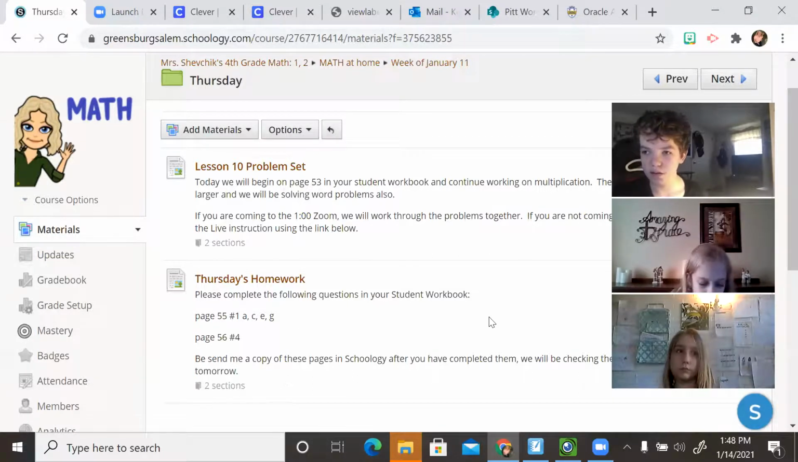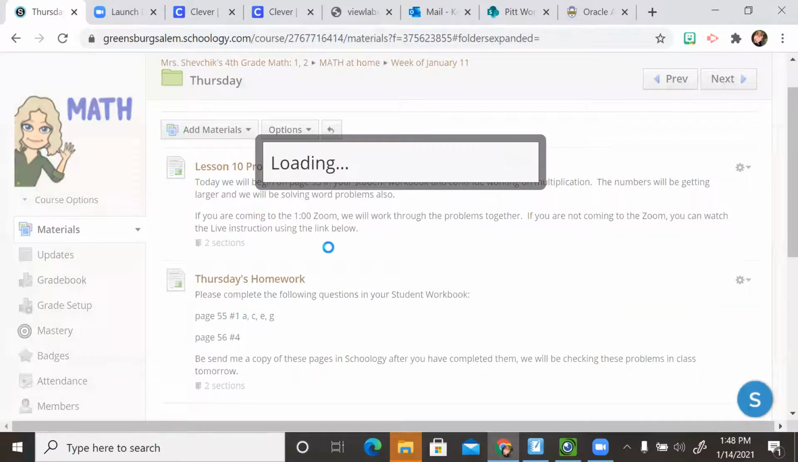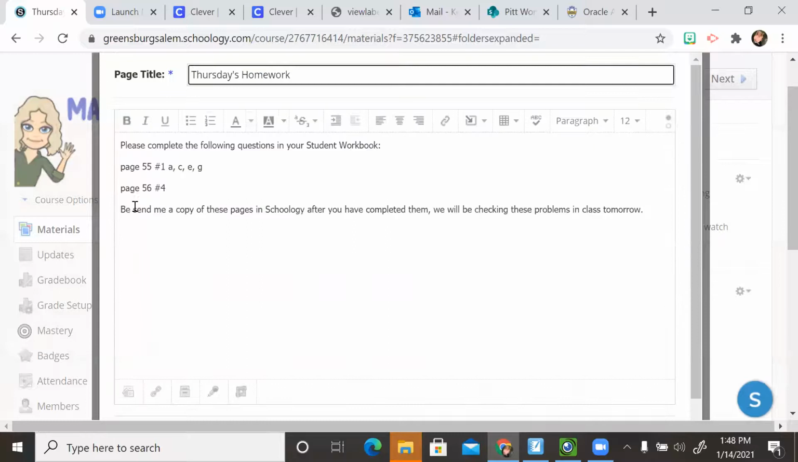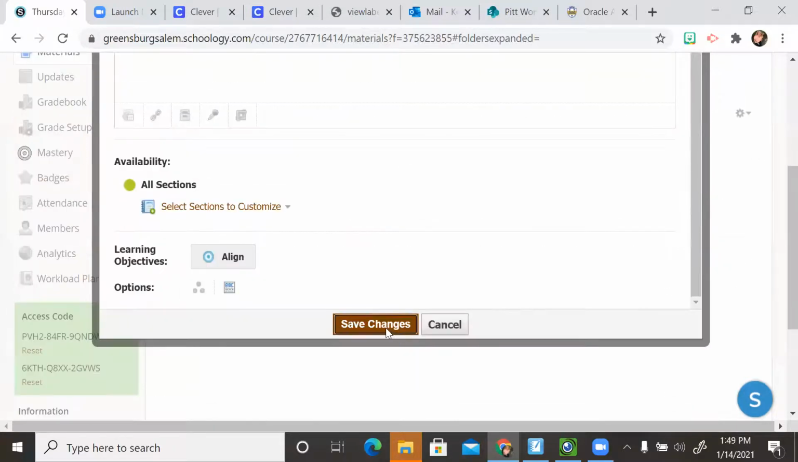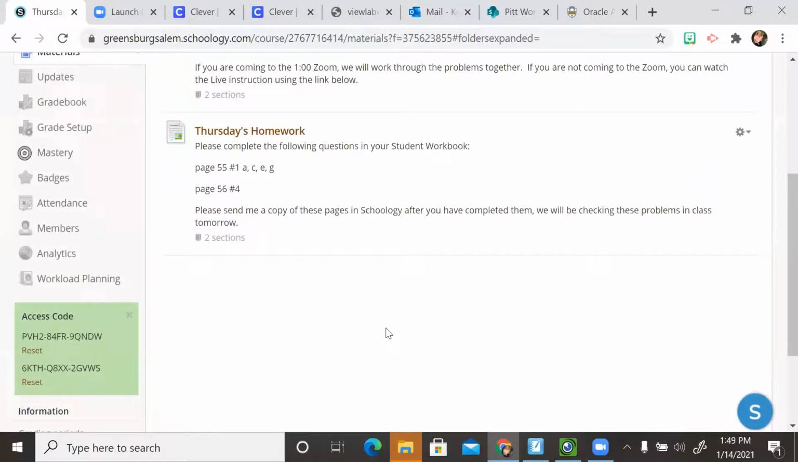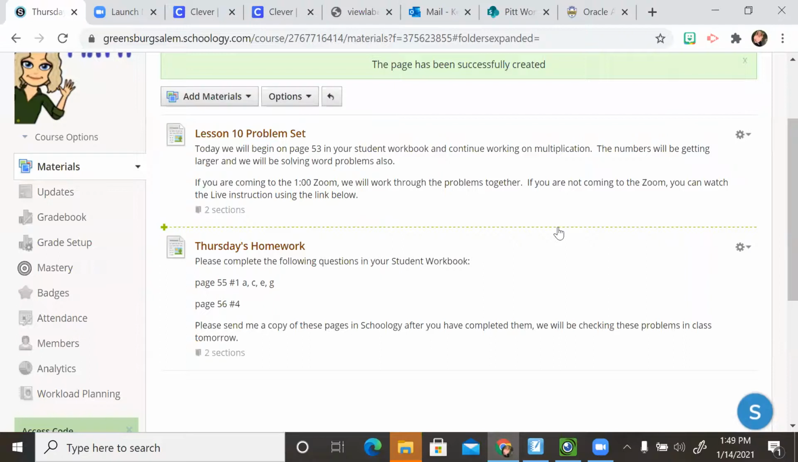Whoop, I found an error here. This should say be sure, not be send me. Please send me a copy of these pages after you have completed them. So after you do these, you're going to scan them, just like we taught you at the beginning of our online learning, and you're going to send these to me in Schoology. That's like your ticket into class tomorrow.